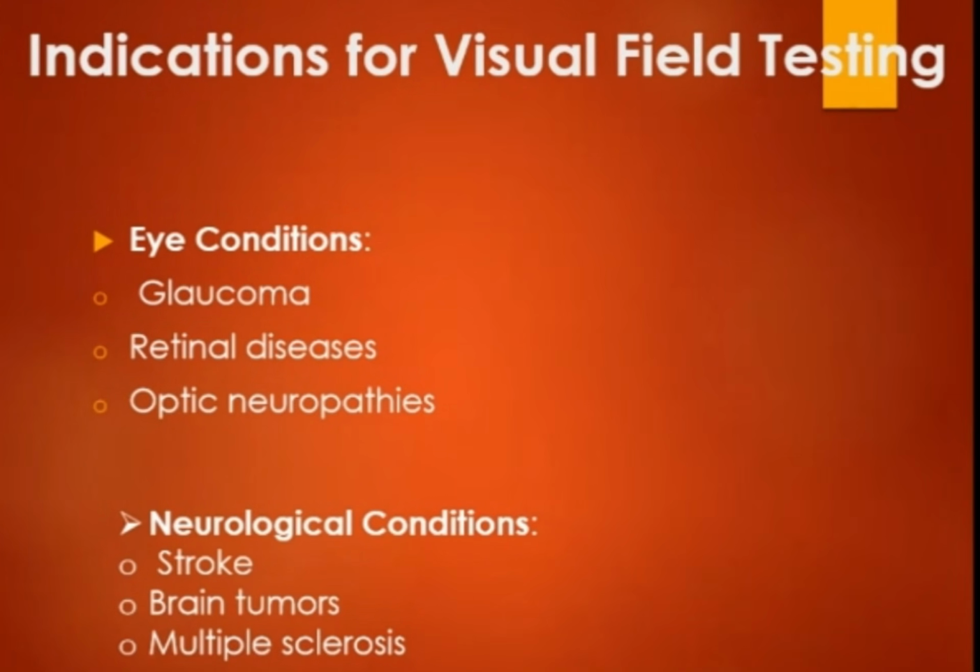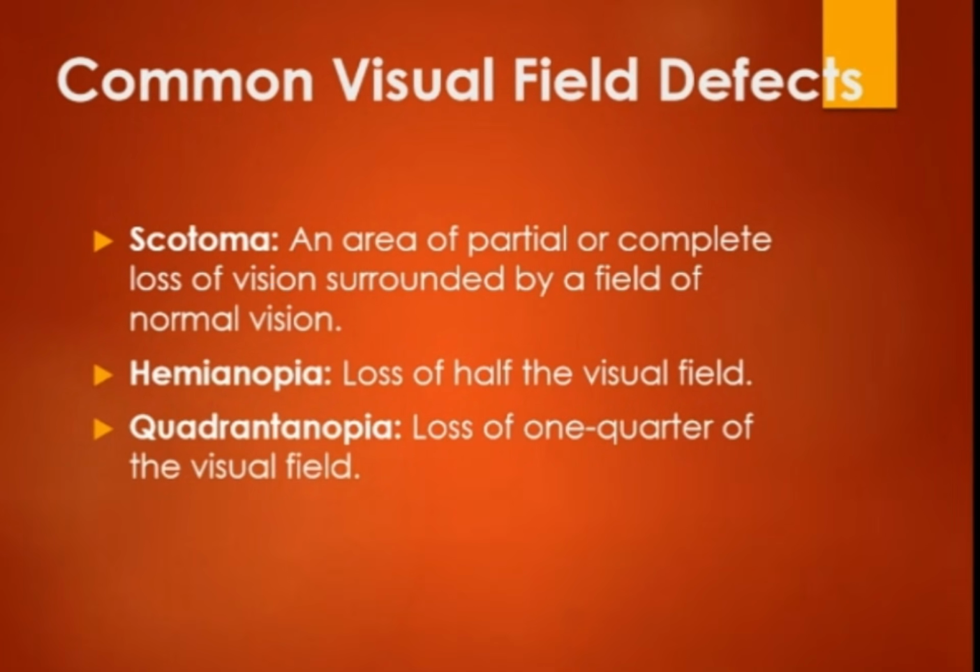There are certain indications for visual field testing, the things you will see that would make you refer a patient for visual field testing. We have the eye conditions. We also have some neurological conditions. For the eye conditions, we have conditions like glaucoma, retinal diseases, and optic neuropathies. For neurological conditions, we have stroke, brain tumors, and multiple sclerosis.